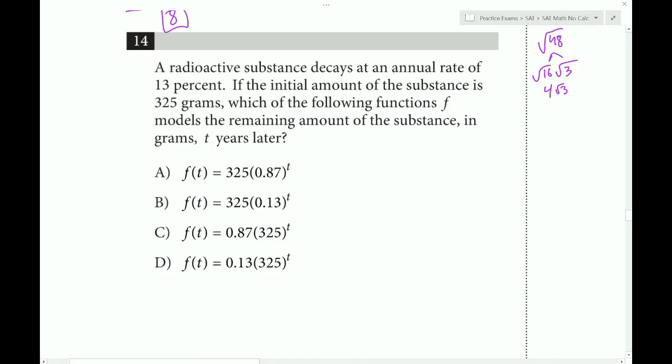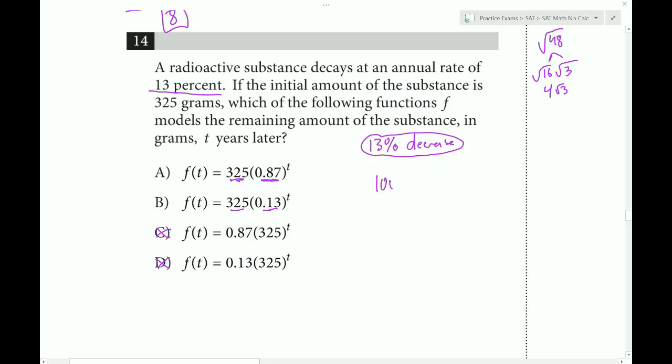Next, a radioactive substance decays at an annual rate of 13%. Okay, so we're going to do a 13% decrease. If the initial amount of the substance is 325 grams, which of the following models this situation? Okay, we know the initial amount should be appearing here, so we're going to cross out these two. And then what we expect to see is the multiplier raised up to the number of years. So what we have to do is find the multiplier for a 13% decrease.